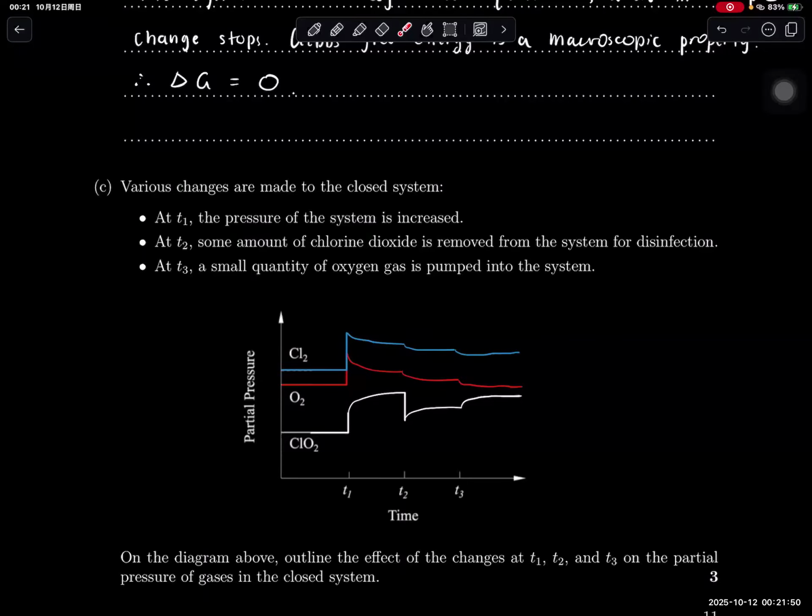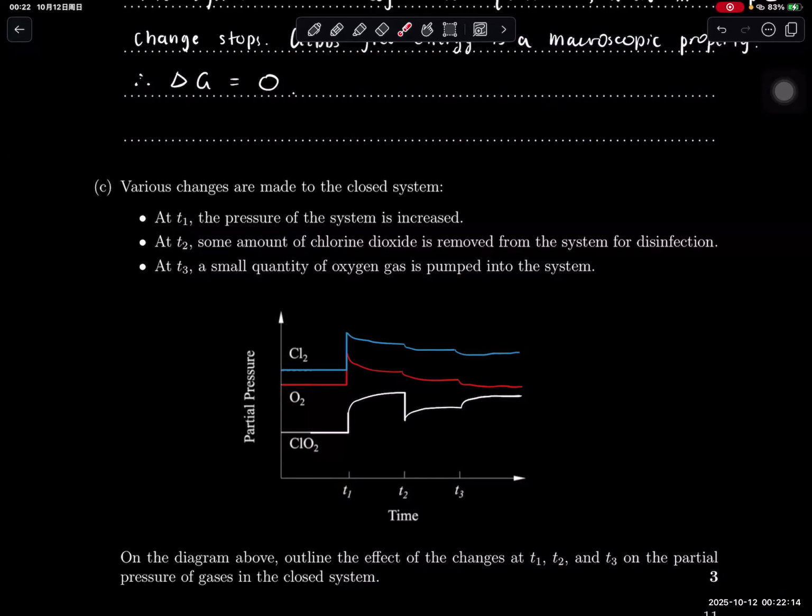Right, this is concentration curves, okay? It gives you some information and asks you to draw the curve. At T1, the pressure is increased. Like we discussed in class, a pressure increase is caused by a volume decrease, and that will change the concentration of everything simultaneously. That's why everything has a sharp increase, indicated by T1 here.